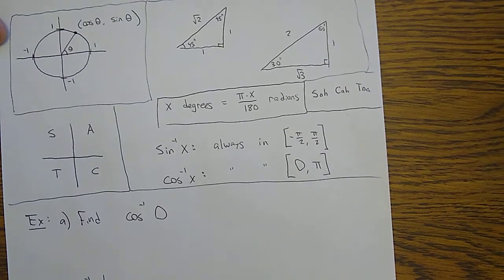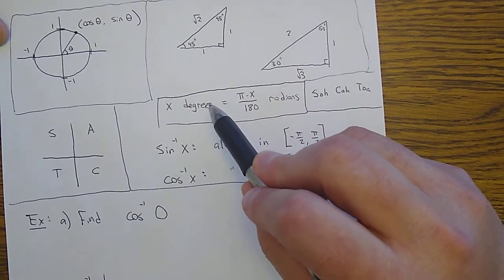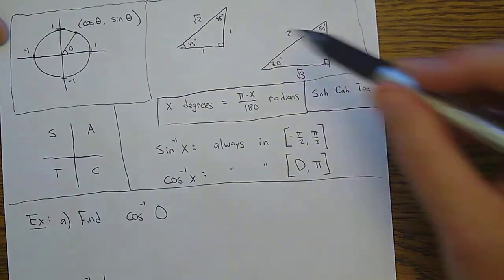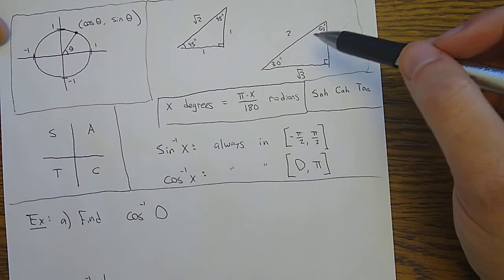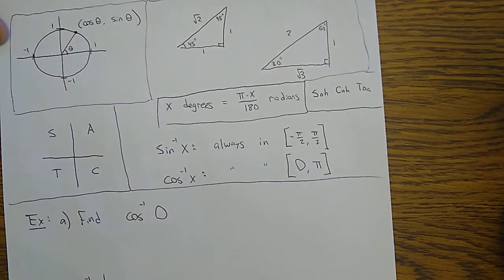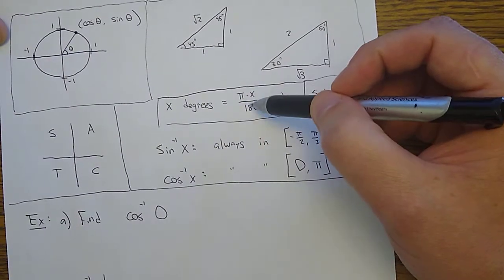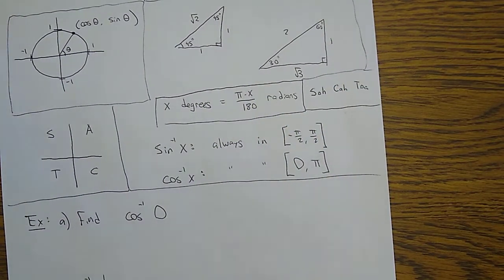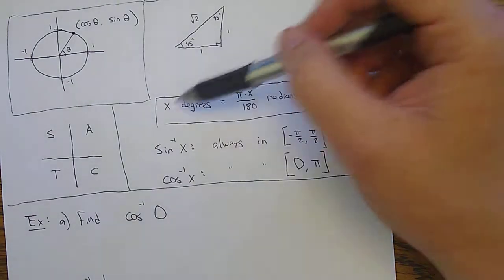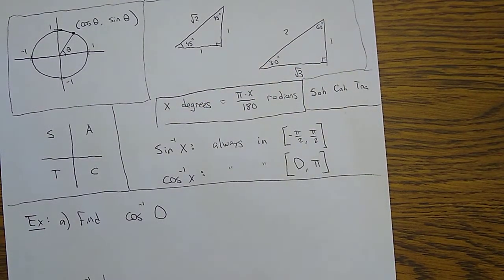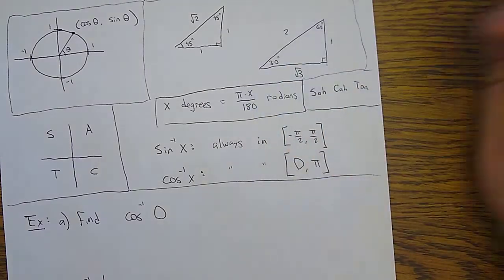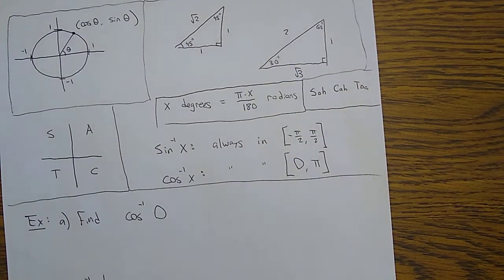Similarly for the 30-60-90. By the way, of course, there's degrees and then there's radians. These triangles up here I labeled in degrees. If you ever want to convert to radians, you take however many degrees it is and multiply by pi over 180. Of course, you can go the other way. If you have something in radians and you want to convert it to degrees, you multiply by the reciprocal, 180 over pi.